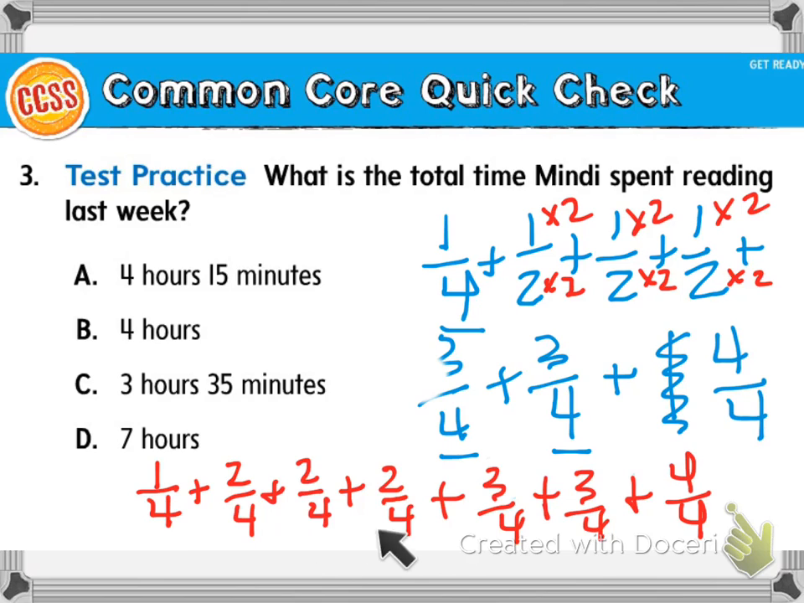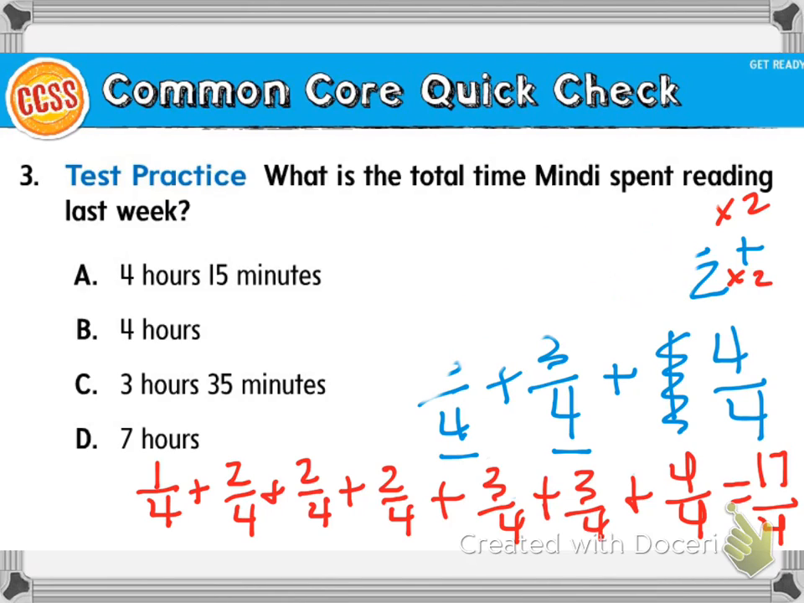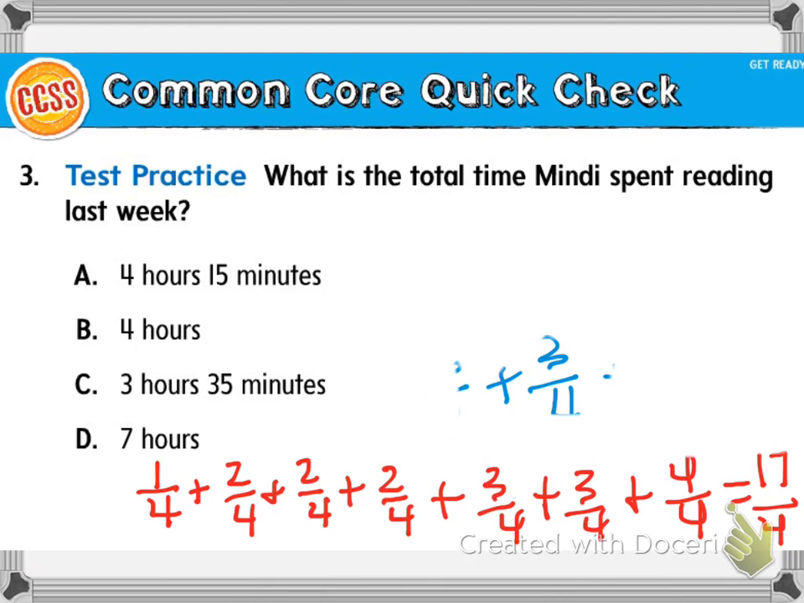All right, so now that we have all common denominators across the bottom, we can add our numerators. So 1 plus 2 is 3, plus 2 is 5, plus 2 is 7, plus 3 is 10, plus 3 is 13, plus 4 is 17. Did I do all that math right? So 17/4. Whoa. Okay, so now I'm going to erase what we have up here so that I have some room to figure out what 17/4 equals, because that is an improper fraction.